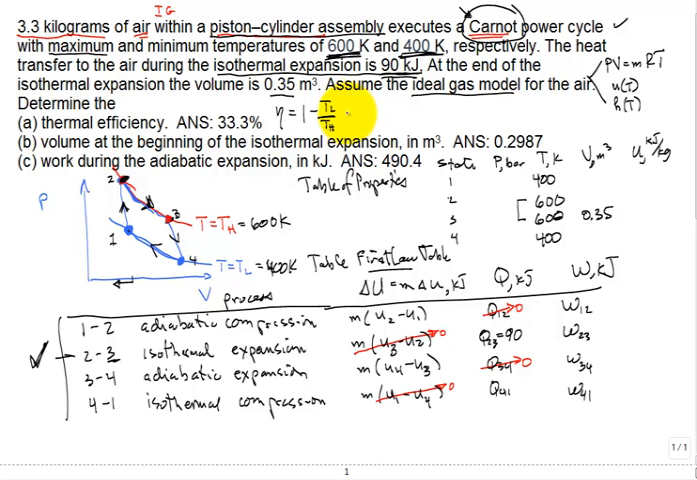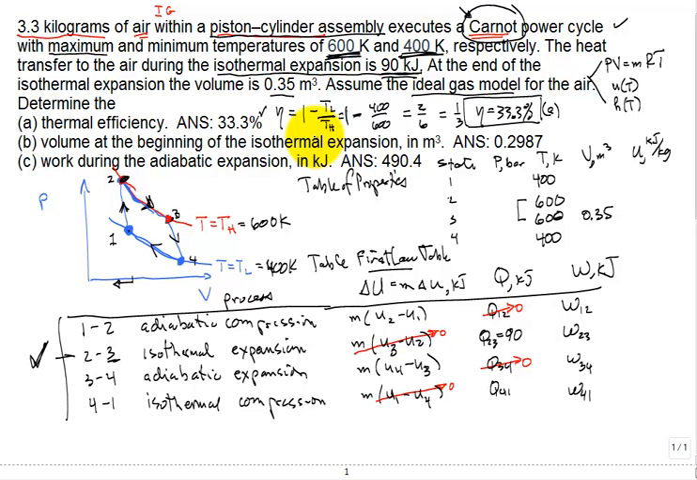This is 1 minus, what's my low temperature? Well, it's 400. What's my high temperature? 600. So 1 minus 4/6, isn't that 2/6? And what is that? 1/3? So the thermal efficiency is 33.3%. That's the answer for part A. There are no units on this 33.3%. It's dimensionless. It's an efficiency. Okay, so there you go. We finished part A.